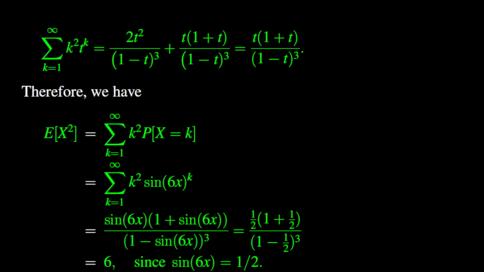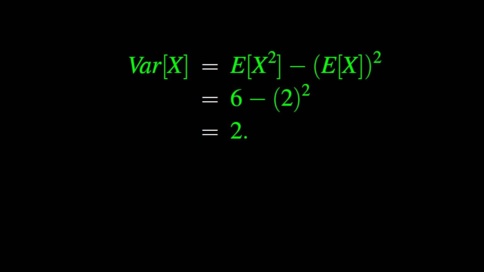We then apply the formula in order to simplify the expectation of X squared. It comes that E of X squared is 6, since sin(6x) is equal to 1/2. Finally, Var of X is equal to E of X squared minus the square of E of X. Thus, the variance of X is equal to 6 minus 4. In sum, the variance of X is 2.